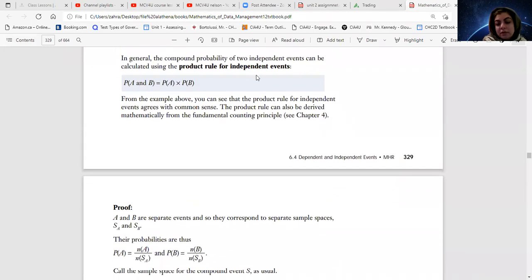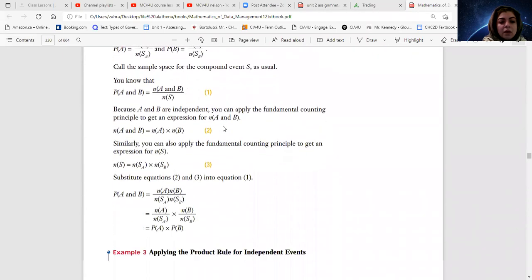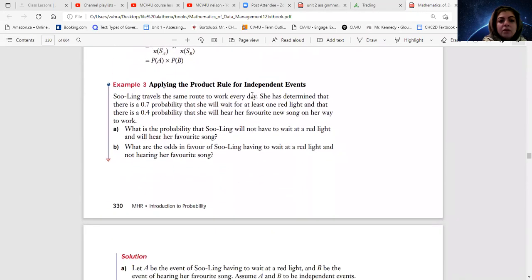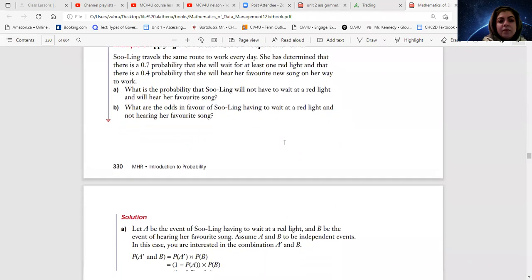So when the events are independent, the probability of A and B happening at the same time is the probability of one multiplied by the probability of the other. P(A) multiplied by P(B). This is the product rule for independent events.